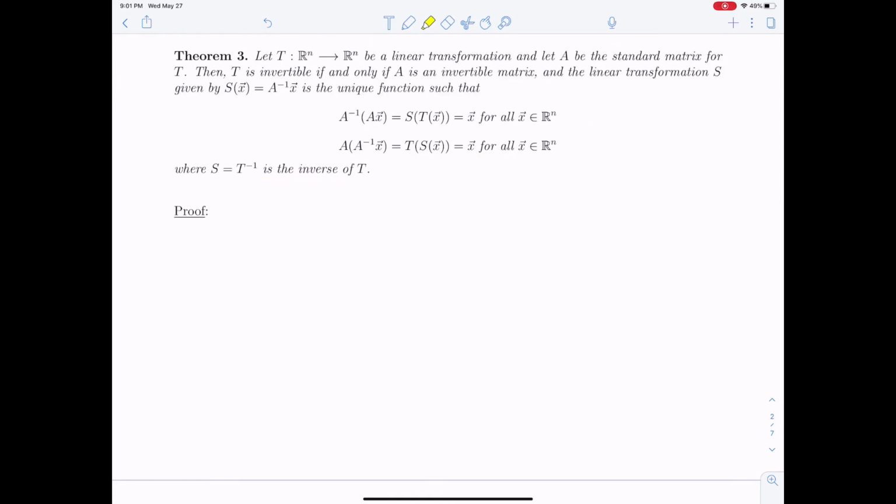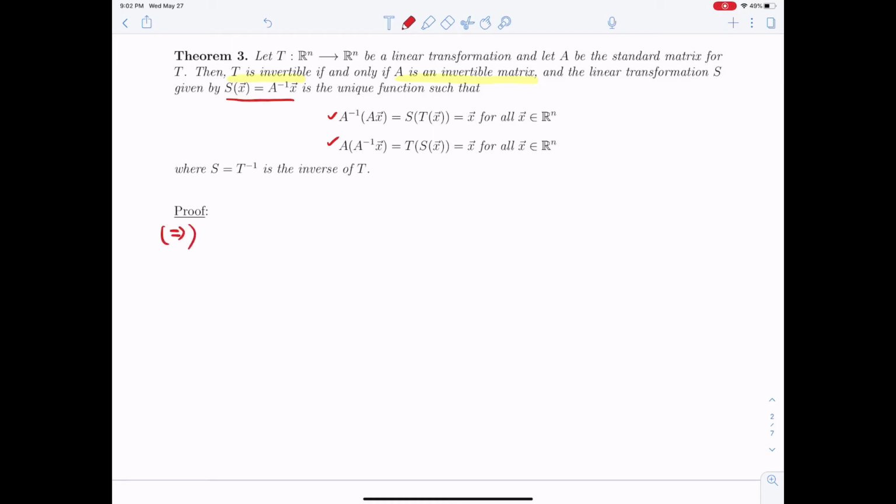So here, the theorem states that the linear transformation T is invertible if and only if the standard matrix for T is an invertible matrix. Or in other words, if you define S to be A inverse times X, then that function satisfies these two conditions. So let's prove this theorem.